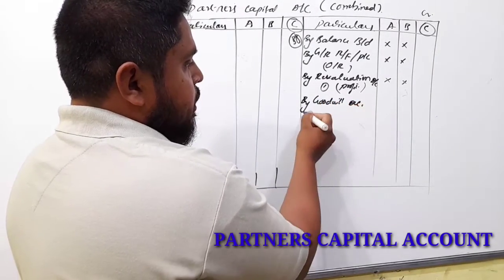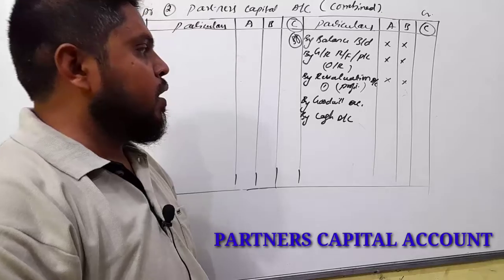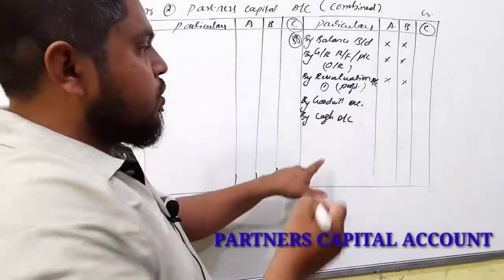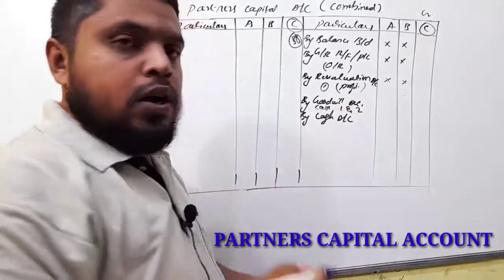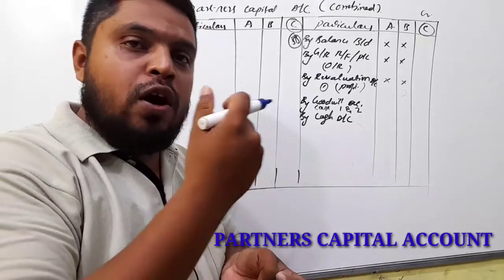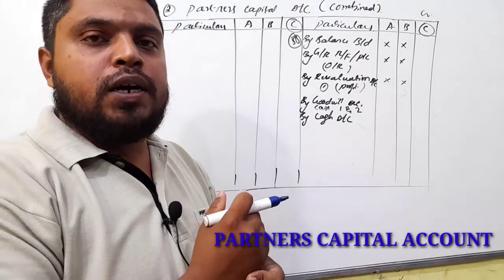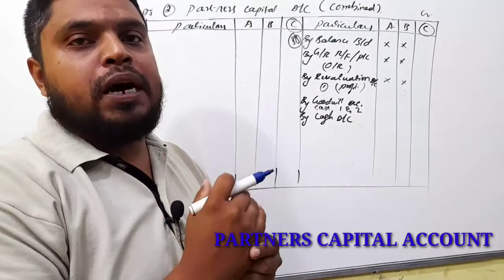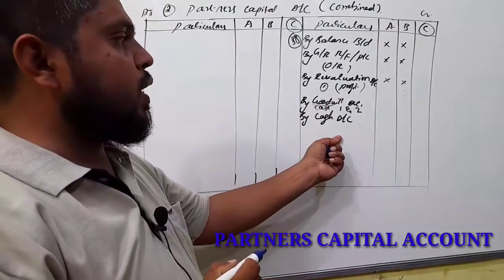goodwill and capital brought by the new partner in the form of cash. Now, goodwill brought by the new partner in the form of cash. So, that we can say case 1 and 2. Goodwill brought by the new partner in the form of cash, that goodwill withdrawn by the old partners, that is case 1. Case 2, goodwill brought by the new partner in the form of cash, that goodwill retained by the partners. So, two cases here.